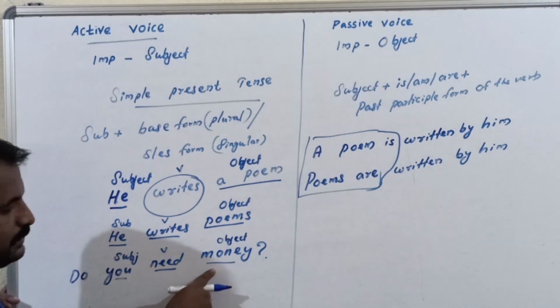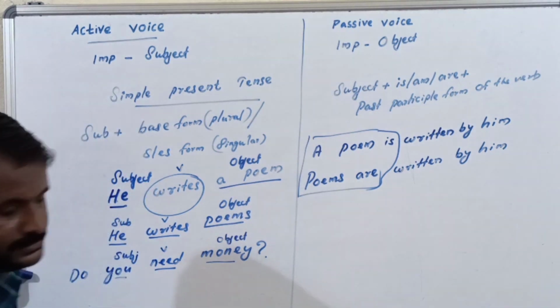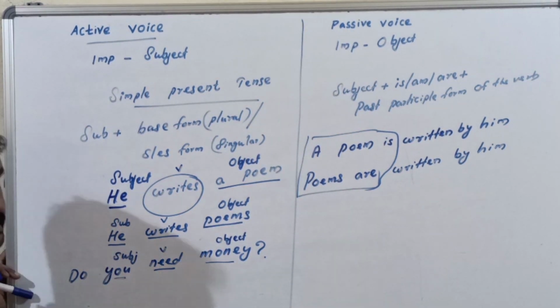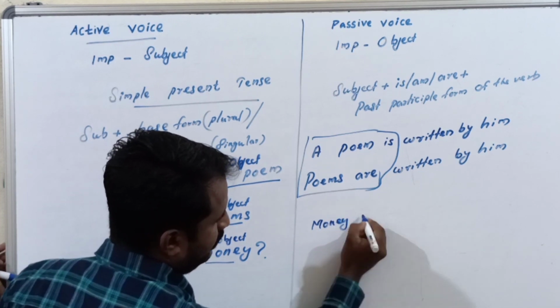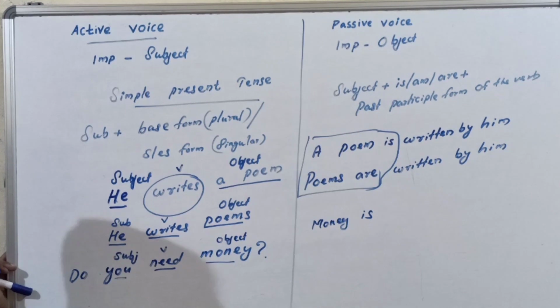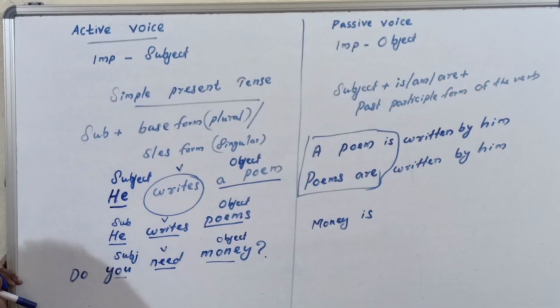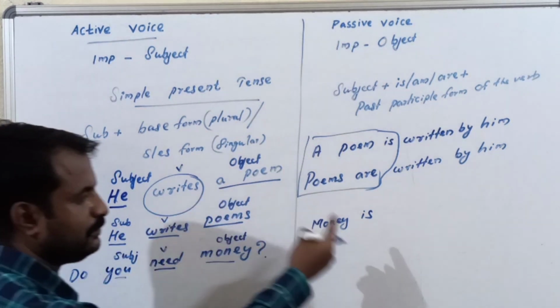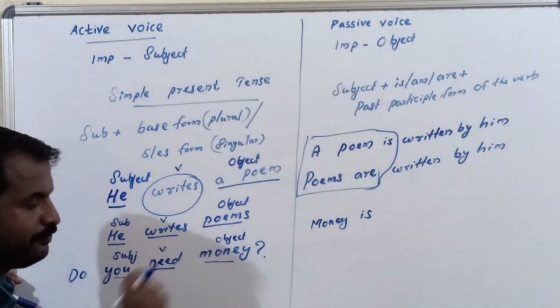So which is suitable for money: is or are? Money is. So when you write, if you start with "money is," it becomes a statement. Then we have to think, what is the question? "Do you need money?" It was interrogative, right? So the answer also must be interrogative. Got it? The answer also in interrogative.